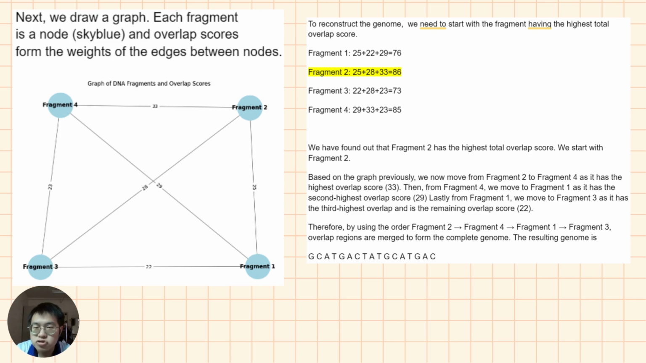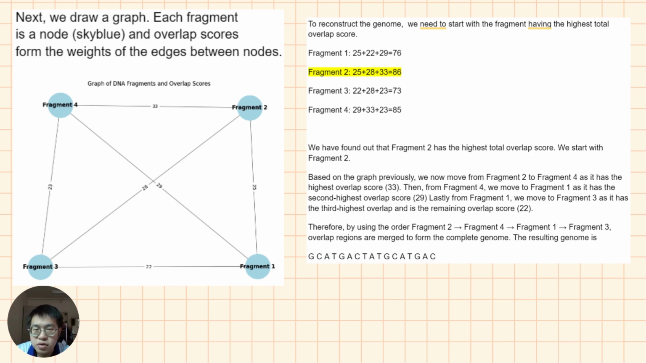After that, we will draw a graph. Each fragment is a node, and overlap scores form the weights of the edges between nodes. After proceeding to a node, it cannot return to the previous node. To reconstruct the genome, we need to start with the fragment having the highest total overlap score. Fragment 2 is chosen because it has the highest overlap score of 86.